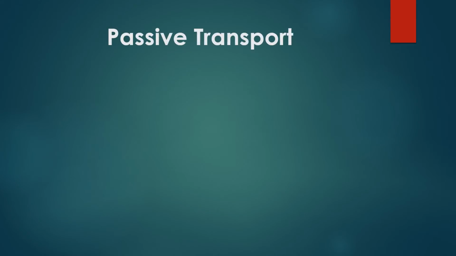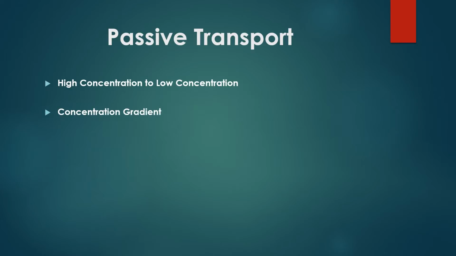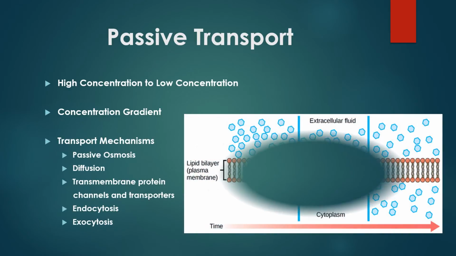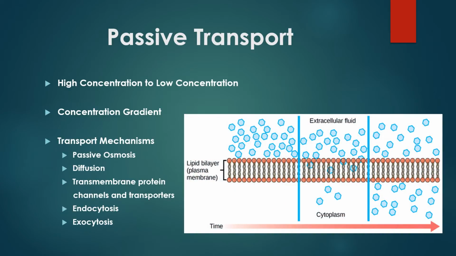In passive transport, ions or other substances move from an area of high concentration to an area of low concentration. A physical space in which there is a varying range of concentration of a single substance is said to have a concentration gradient. The cell employs several transport mechanisms that involve biological membranes such as passive osmosis and diffusion, transmembrane protein channels and transporters, endocytosis, and exocytosis.